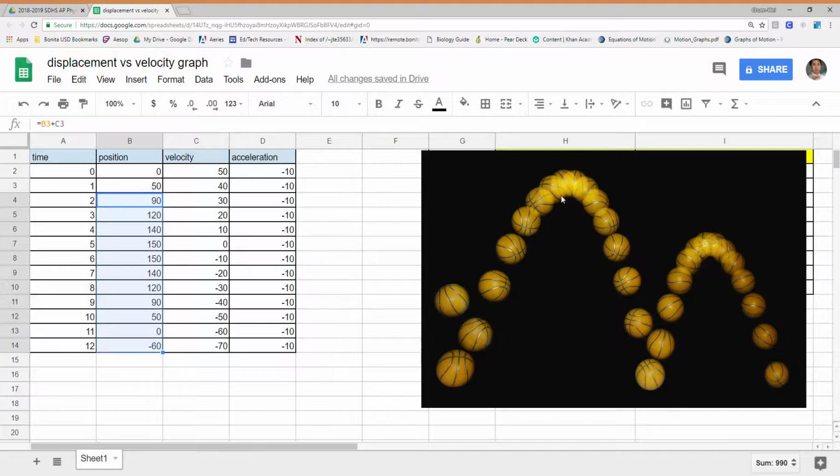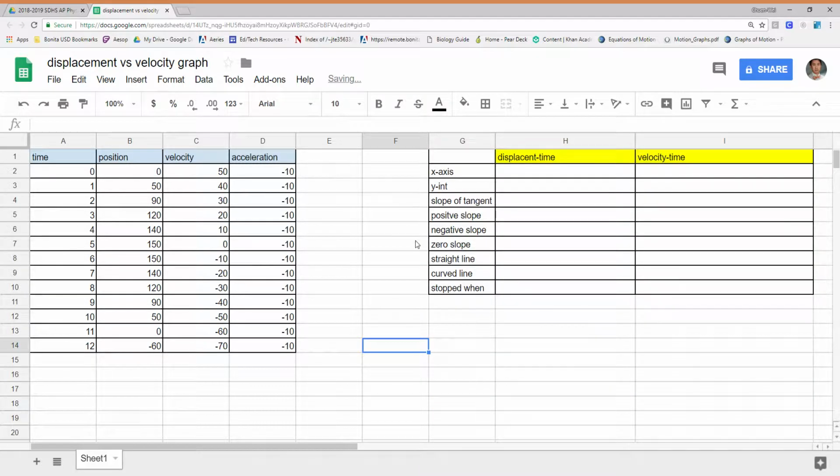It goes all the way up to 150. Notice how it slows down. It goes up real fast by 50, by 40. Up here, it kind of slows down right at the apex, and then it starts to speed up again as it comes back down. Good? Let's get rid of this basketball picture. Get out of here. And let's look at the actual graphs.